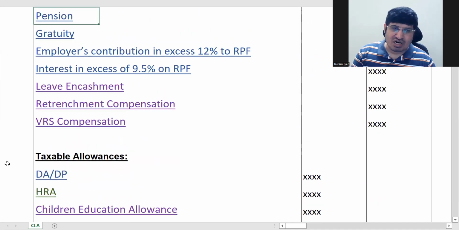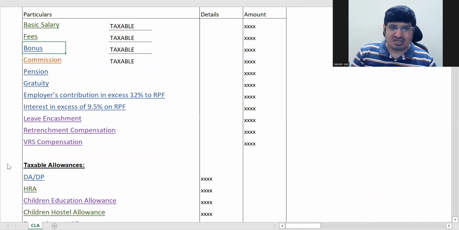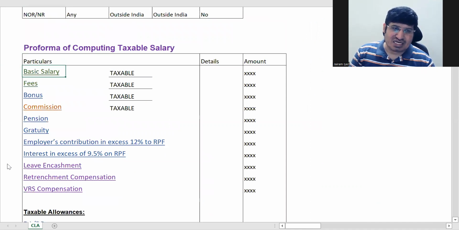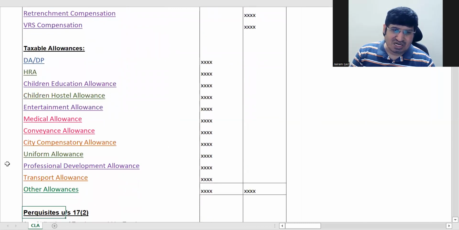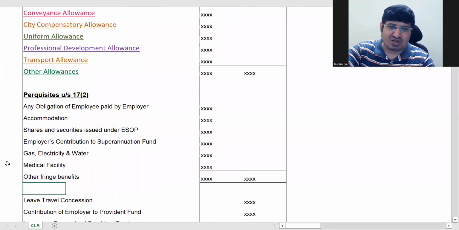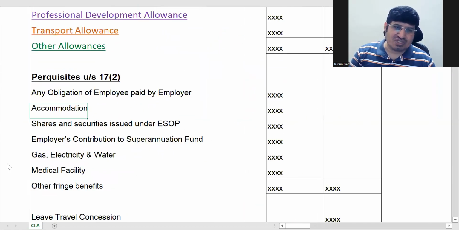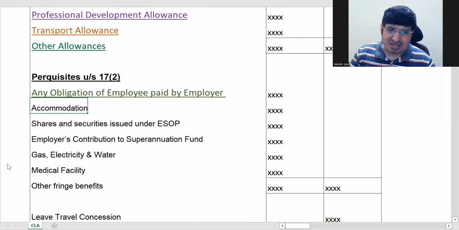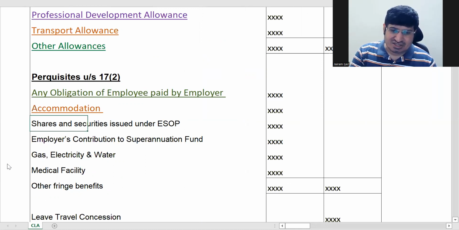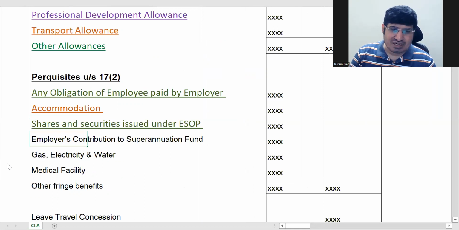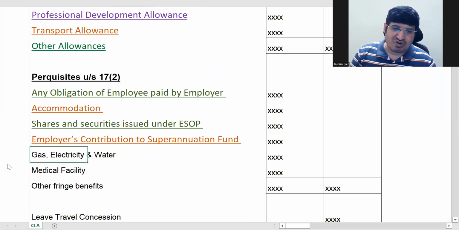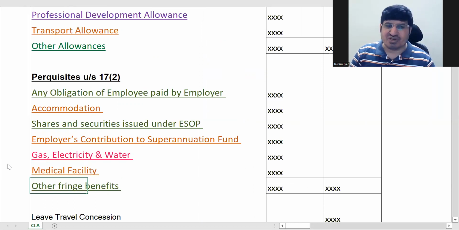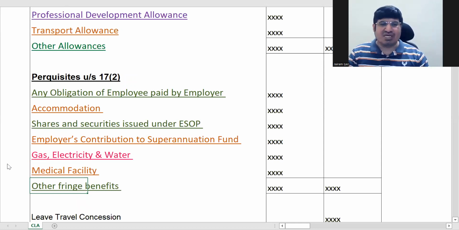So basically, if we go up, you can just see that it starts with all these basic items. Okay, and then you have taxable allowances, which we just saw. Next is perquisites. Any obligation of employee paid by employer, like professional tax we saw, correct? Accommodation, shares under ESOP, employee stock option plan, employer's contribution to provident fund, gas, electricity and water, medical facility and other fringe benefits. All these are going to be discussed. So just I'm reading out at this stage.